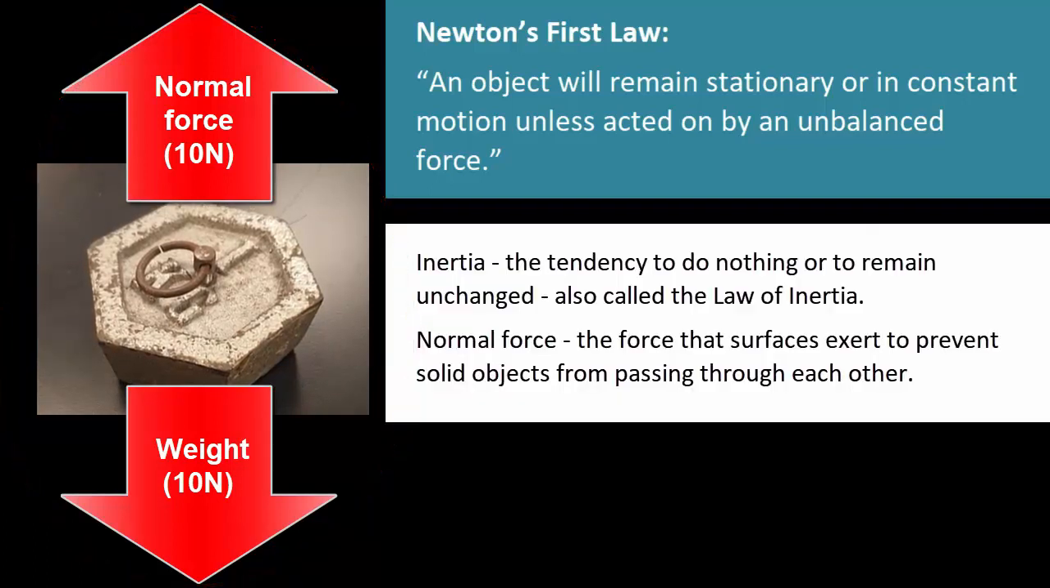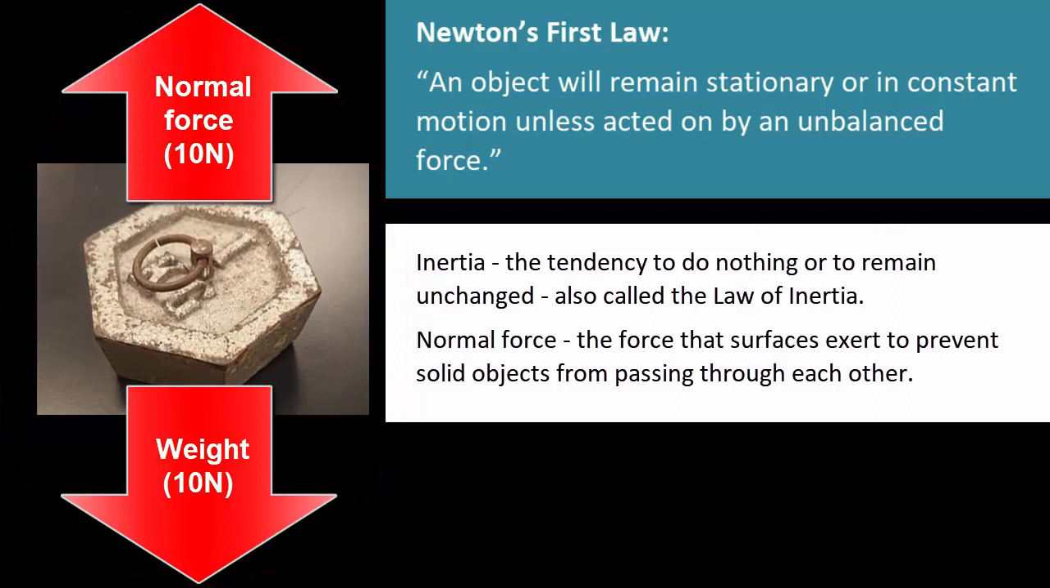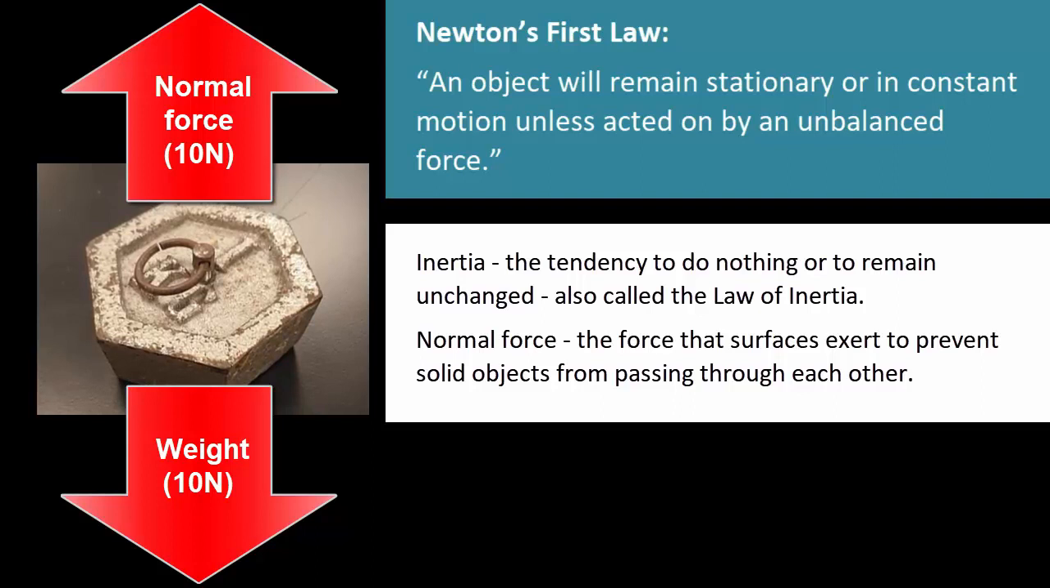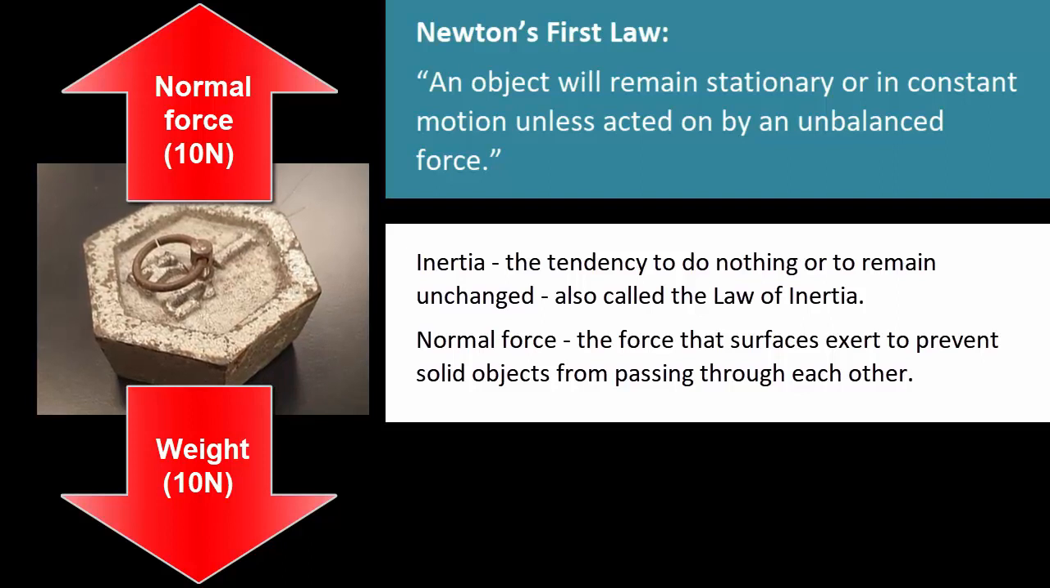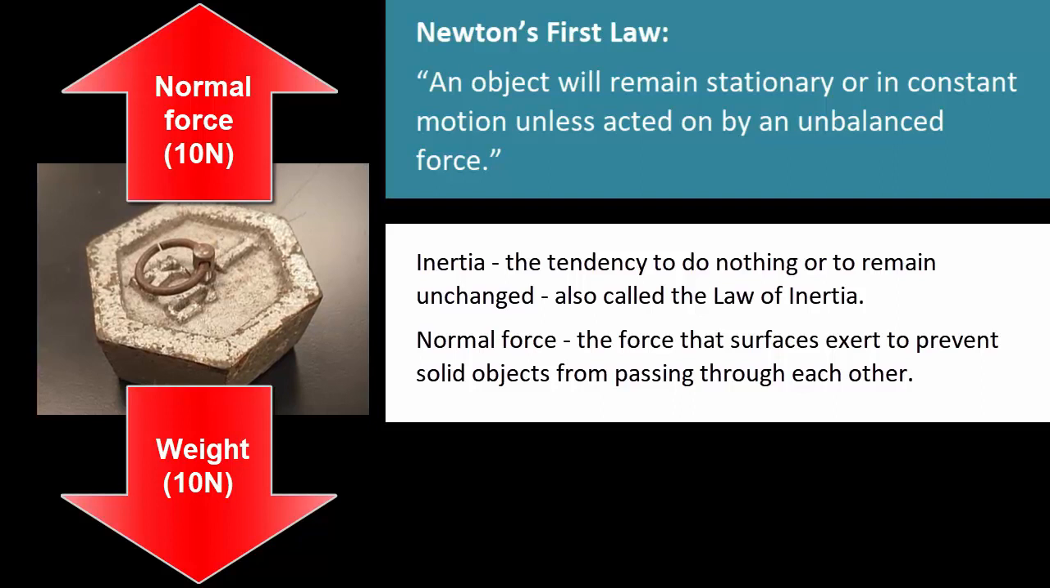So an important one to learn is normal force. If something's not moving, the force from the surface it's sitting on is called the normal force. It's the force that surfaces exert to prevent solid objects from passing through each other. So I've named that the normal force. In this case, it's a 1 kilogram weight. So W equals mg. We learnt that.